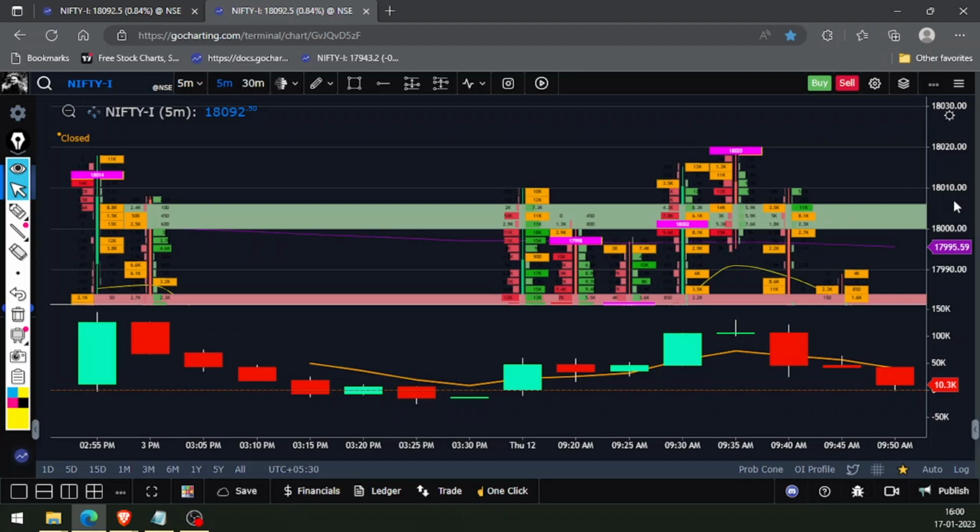Only big players like FIIs, DIIs, and banks are going to place a very huge number of orders at this particular price that creates a support or resistance. Some people are going to call that a supply and demand zone also. So how to find that and how to trade with that?